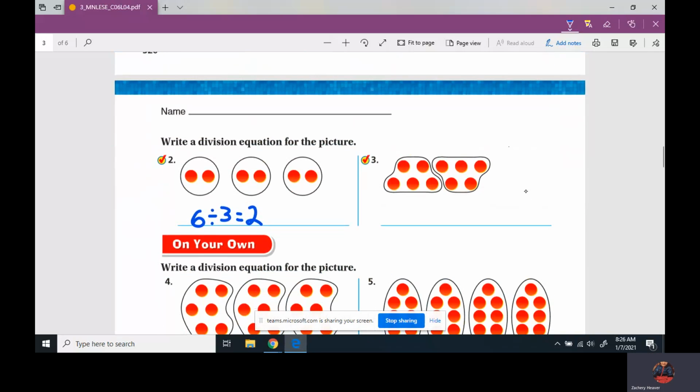Same thing here. How many counters do we have? 1, 2, 3, 4, 5, 6, 7, 8, 9, 10. We have 10 counters with 2 equal groups. How many is in each group? 5.